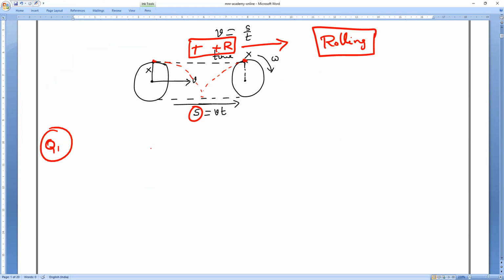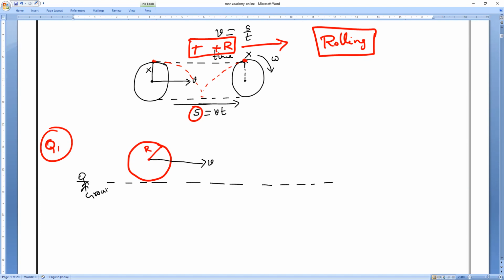Let me understand from the question so that you can easily solve. There is a disk whose radius is r. What is the radius of the disk, everybody? R. And it has a velocity v. It started rolling on the surface. Now a person is standing on the ground, and we have to calculate with respect to the ground. Be very careful. It has angular velocity omega.